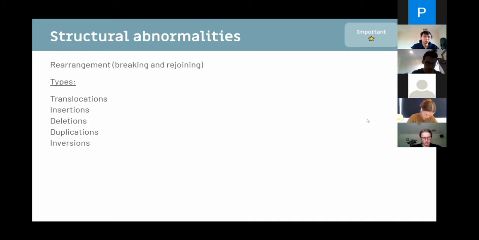Structural abnormalities. These are the types of rearrangements. They often can break and rejoin. So translocations, insertions, duplications, inversions. Let's go through them. Next slide.